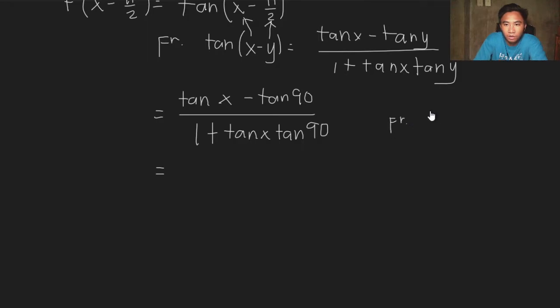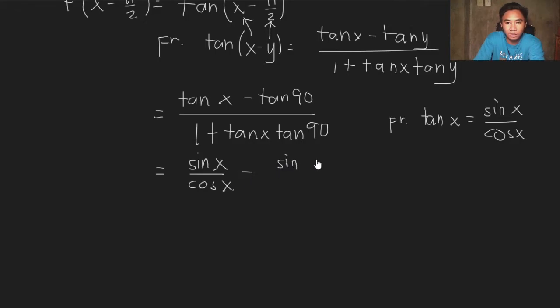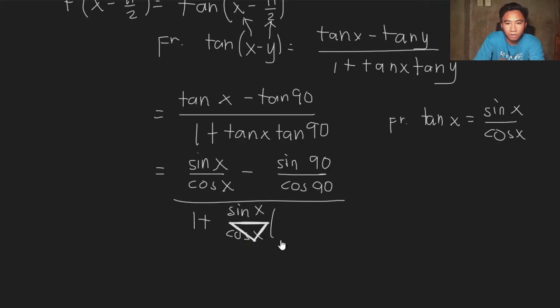So, from tangent x is equal to sine x all over cosine x, we will replace all of those. Replace tangent x: sine x over cosine x minus sine 90 over cosine 90, all over 1 plus sine x over cosine x multiplied by sine 90 over cosine 90.